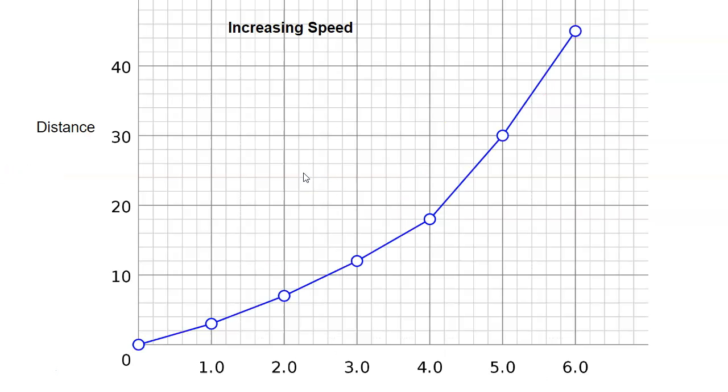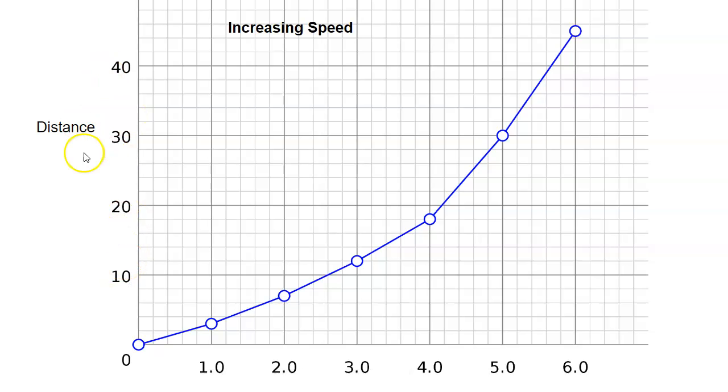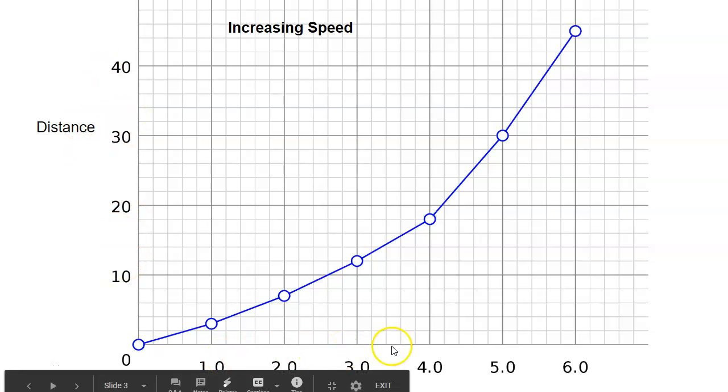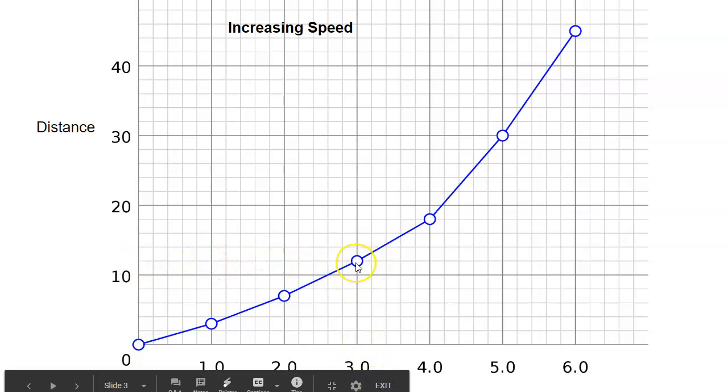The next one that you need to know about is increasing speed. So as you are moving, and you are moving further and further away, you're getting faster and faster. So if you notice here, this is our time. Let's say in 3 minutes, or 3 seconds. In 3 seconds, you traveled a total of 12 feet. See, that's 12 right there, just after 10. In 3 seconds, you traveled 12 feet.